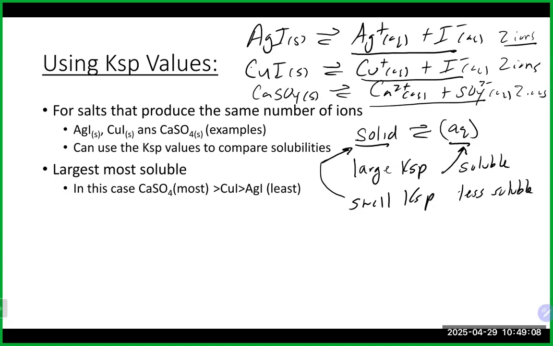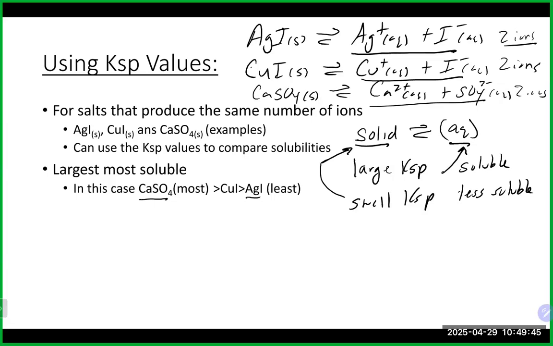So if you compare KSP values, and the only way you can do that is if whatever you're comparing breaks apart into the same number of ions, the larger the KSP value, the more soluble it is, and the smaller the KSP value, the less soluble. If we look up the values, calcium sulfate has the largest KSP value and would be the most soluble, while silver iodide has the smaller KSP value and would be the least soluble of those three, with the copper in the middle of those two.